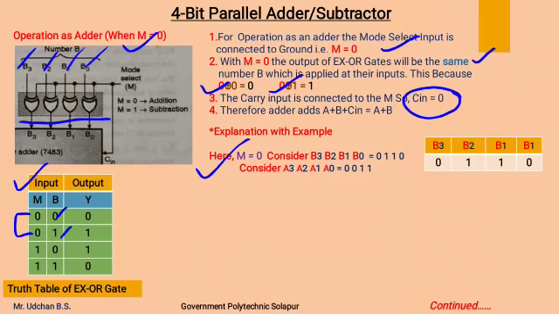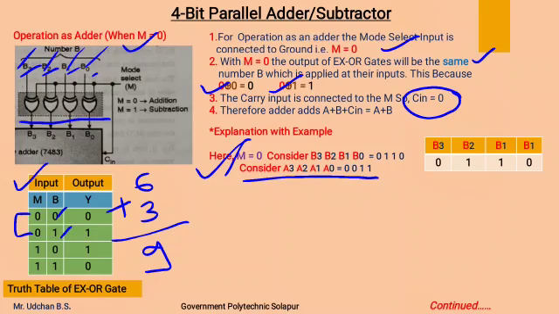to understand this concept of addition. Here M is made 0. The inputs B3, B2, B1, B0 are 0, 1, 1, 0. That is, number B is 6, and we have considered number A as 0, 0, 1, 1, that is 3. As mode select input M is 0, this is going to perform the addition, and we will get the result as 9. Now we will see how we can get this result as 9.